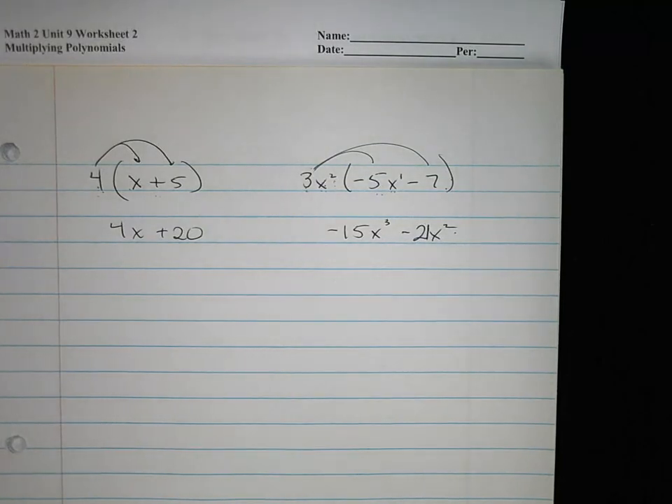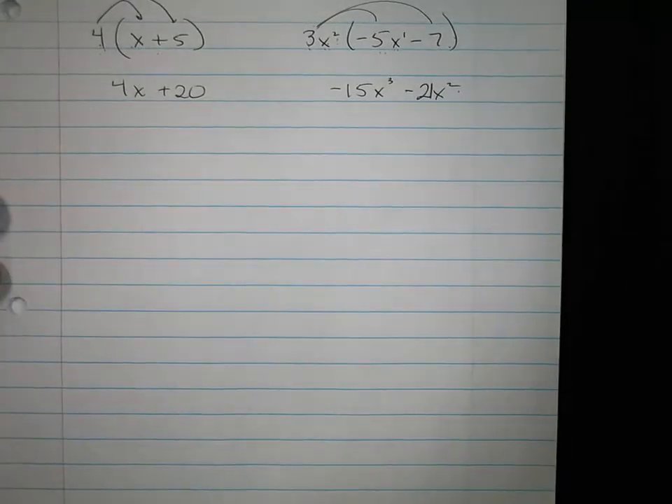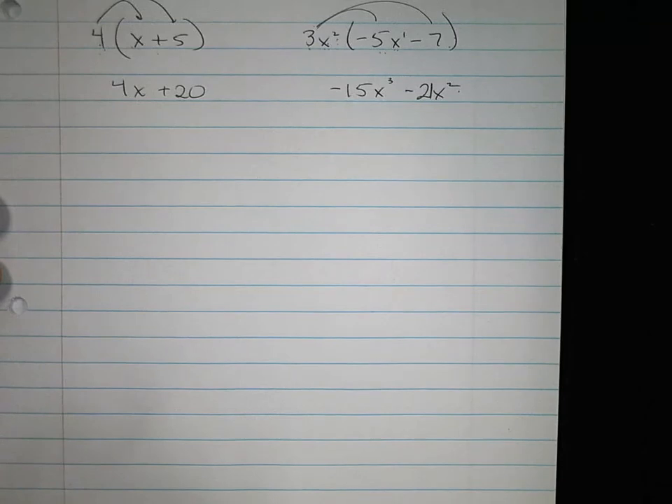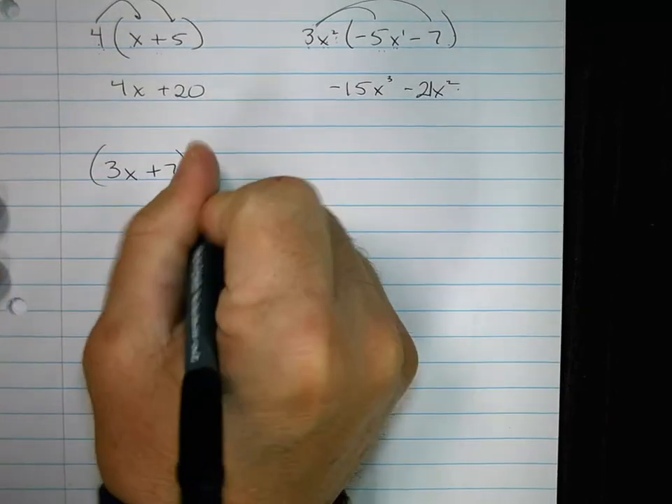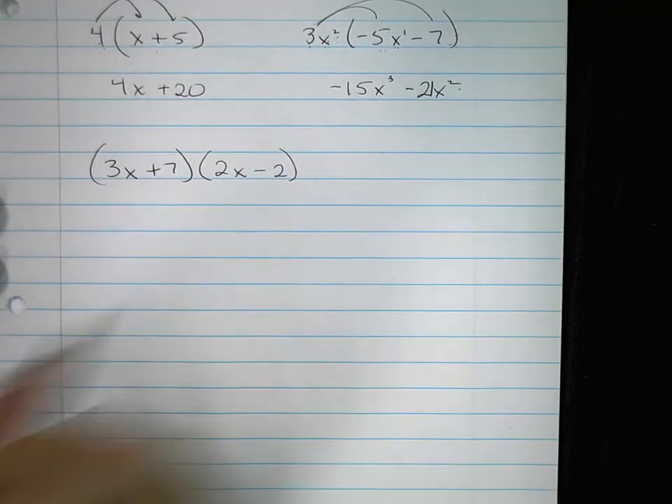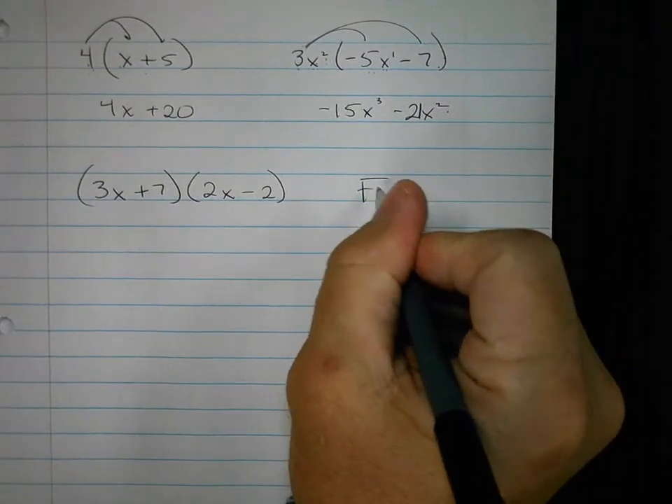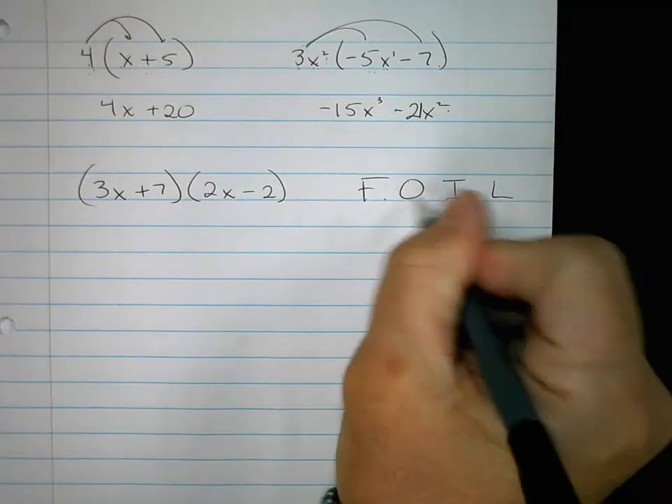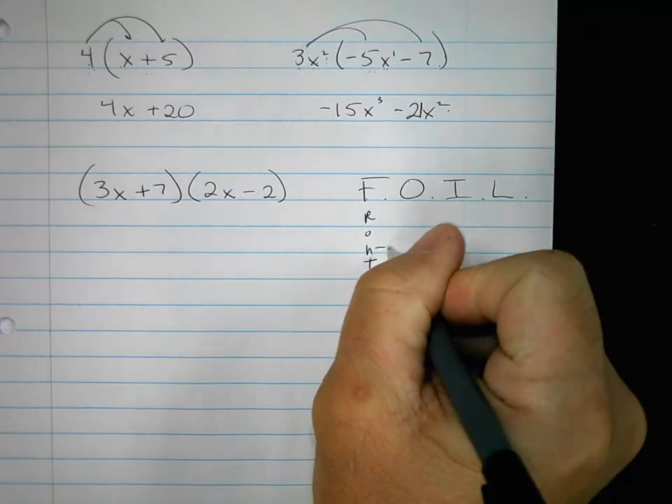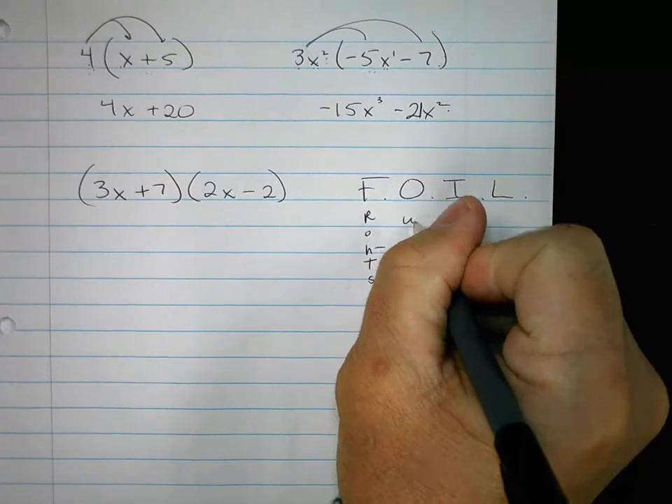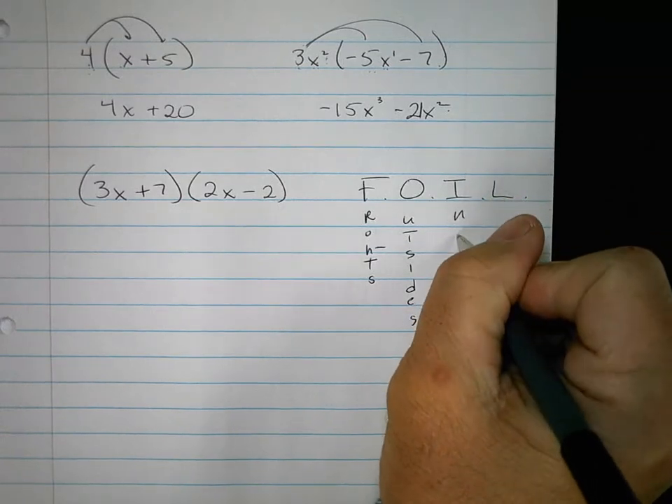And of course, we're going to get more complicated. We multiply a binomial times a binomial. Let's take a look at if we multiplied 3x plus 7 times 2x minus 2. I like to call this foiling, F-O-I-L, where the F stands for fronts, the O stands for outsides, the I stands for insides.